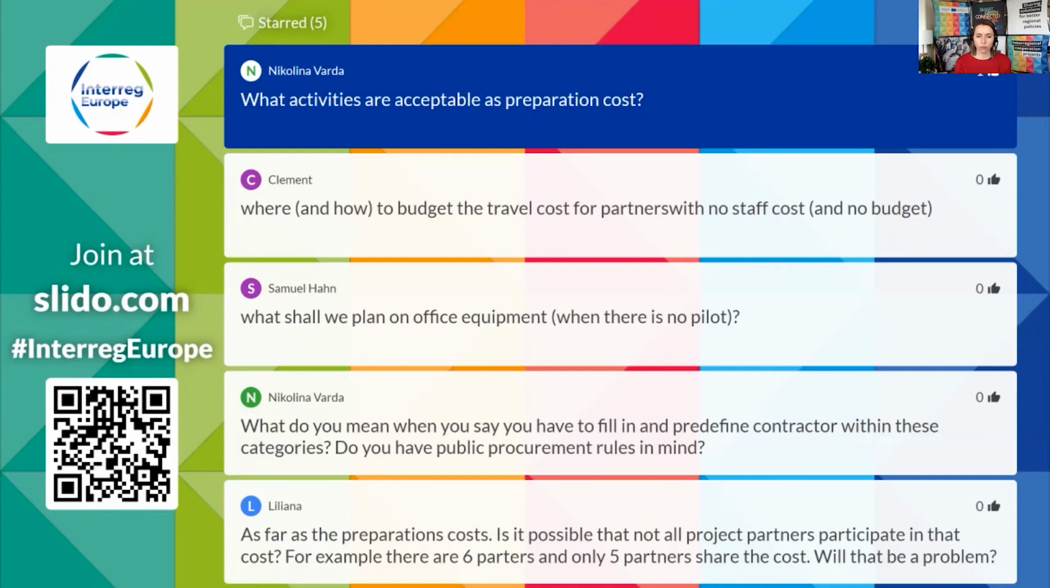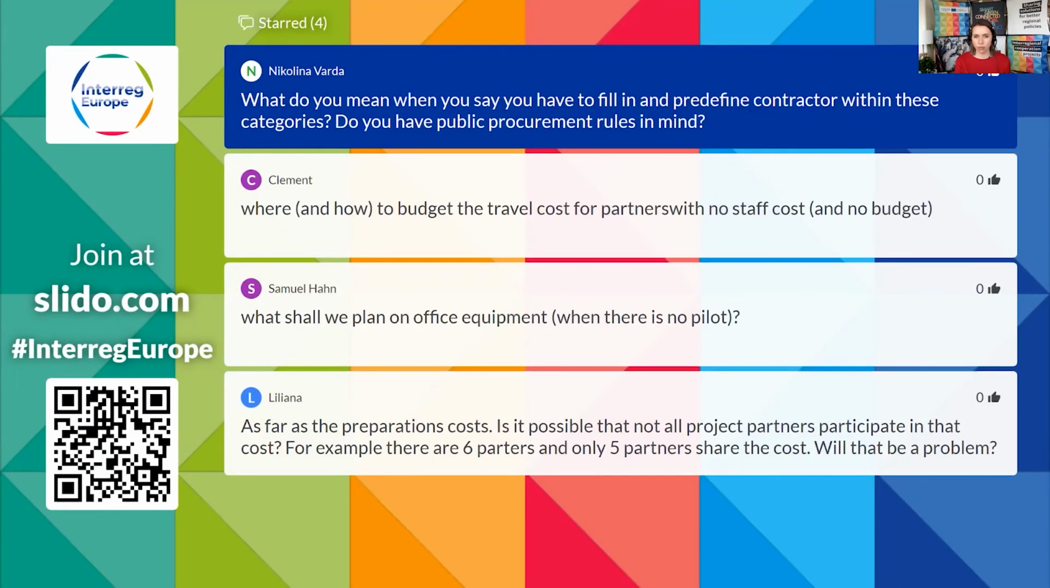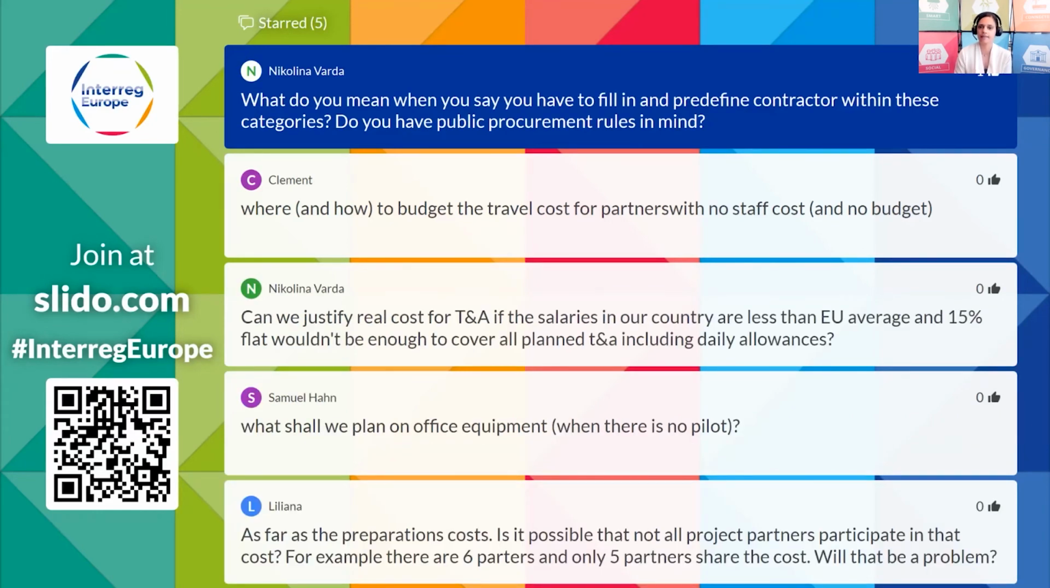Nicolina, I would like to clarify, what do you mean when you say you have to fill in and predefine the contractor within these categories? Do you have public procurement rules in mind? Okay, thanks for this question, because it gives me the opportunity to clarify something. Maybe there was a misunderstanding. We don't ask you to define the contractor, so the service provider, in the application form. You shouldn't do it, because the actual service provider should be contracted only at a later stage and following all the public procurement rules. What we ask you to indicate in the application form is which partner is contracting this service. So you will have to indicate simply which partner is contracting the service, and then select the item and provide a description if needed. But you should definitely not indicate any contractor or service provider in the application form. This would not be in line with public procurement rules.